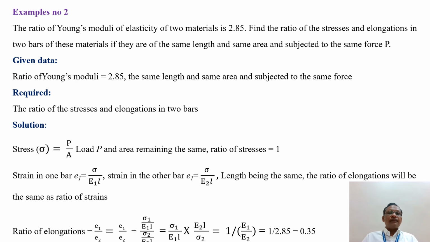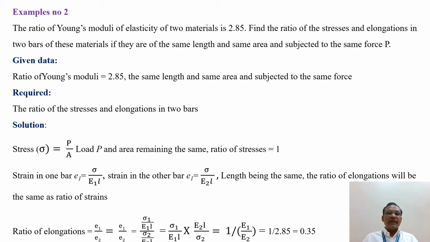The next problem: the ratio of Young's modulus of elasticity of the two materials is 2.85. Find the ratio of the stress and elongation in the two bars of the material if they are of the same length and the same area and subjected to the same force. Now what is given? Ratio of Young's modulus is given, that is 2.85. The same length and same area and subjected to the same force, this is mentioned in the statement of the problem. So required is the ratio of the stress and elongation of the two bars.